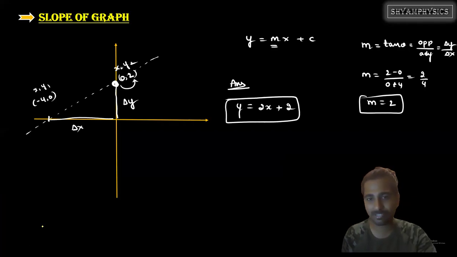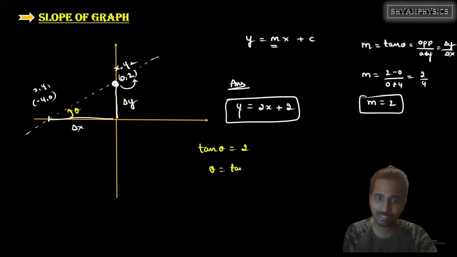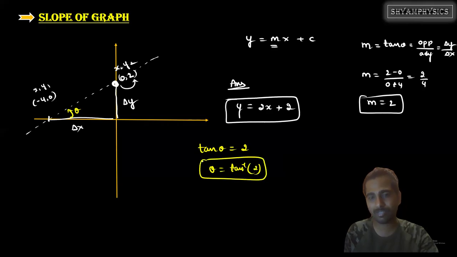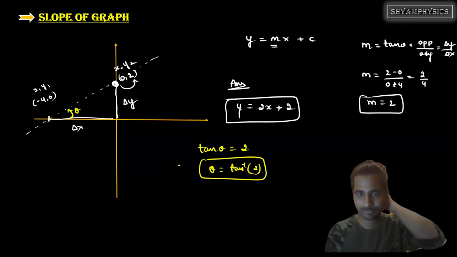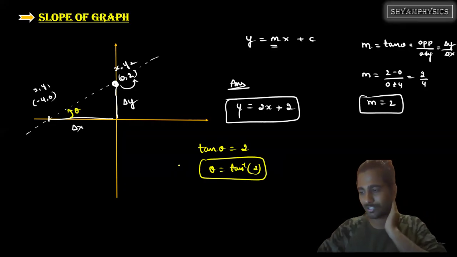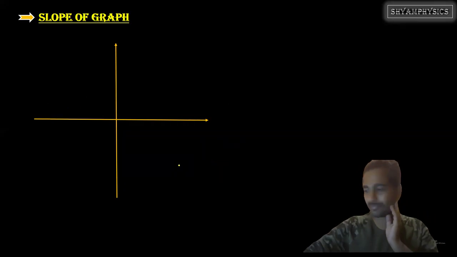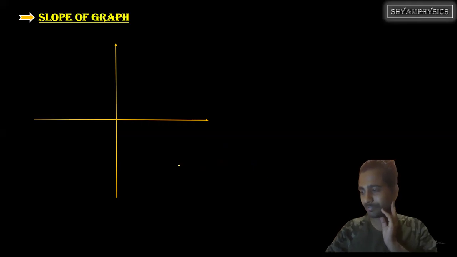Now I'll ask, what is the value of the angle? This theta I want to calculate. That is nothing but tan theta, which is equal to slope 2. So theta is equal to tan inverse of 2. There is no standard angle here with us, so we can keep the value as tan inverse of 2. Hope it is understood.